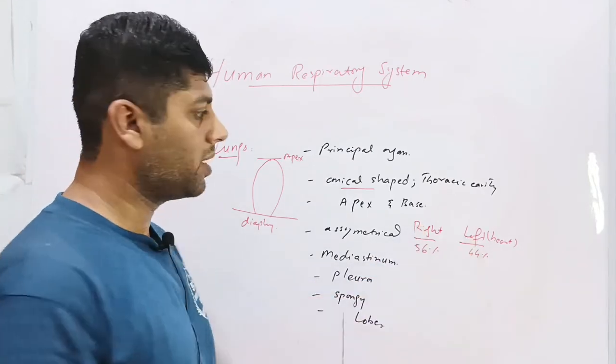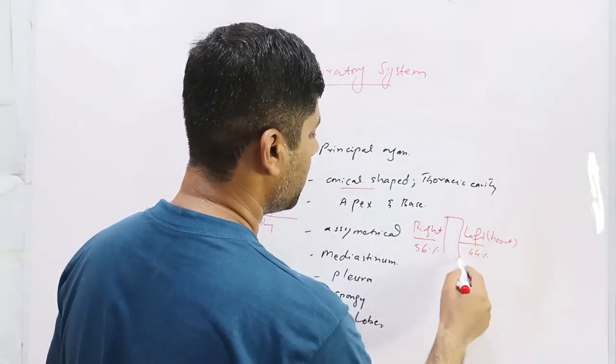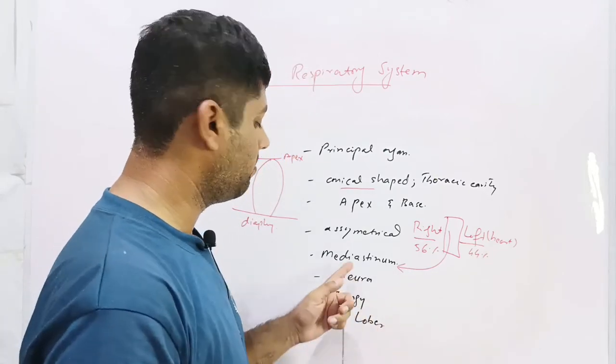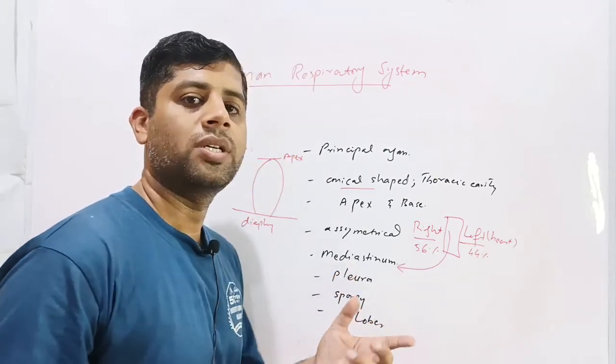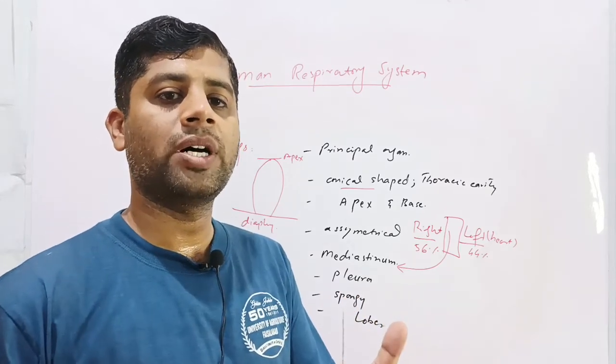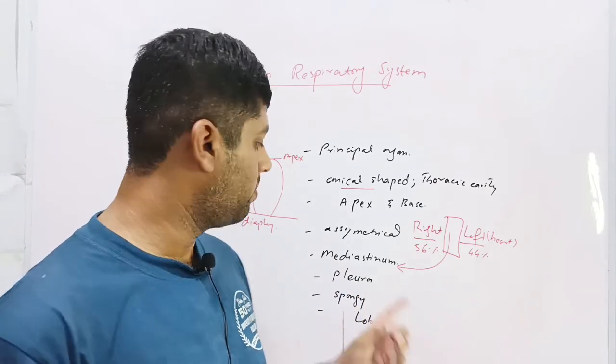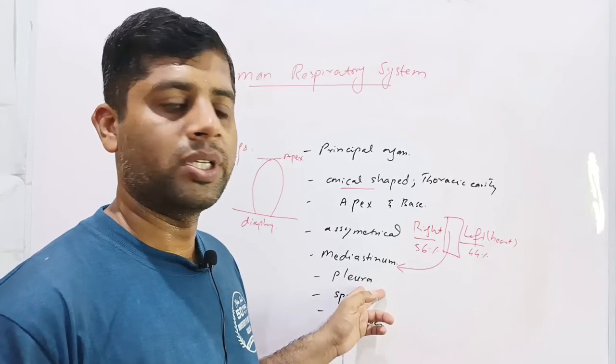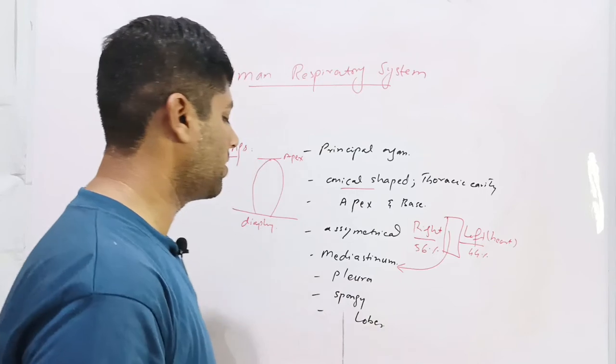Both of the lungs are separated by a space. The space between the two lungs is called the mediastinum. Both lungs are covered by a double-layer membrane called pleura. Inside the pleura there is pleural fluid to prevent or reduce friction in the lungs during expansion and contraction.